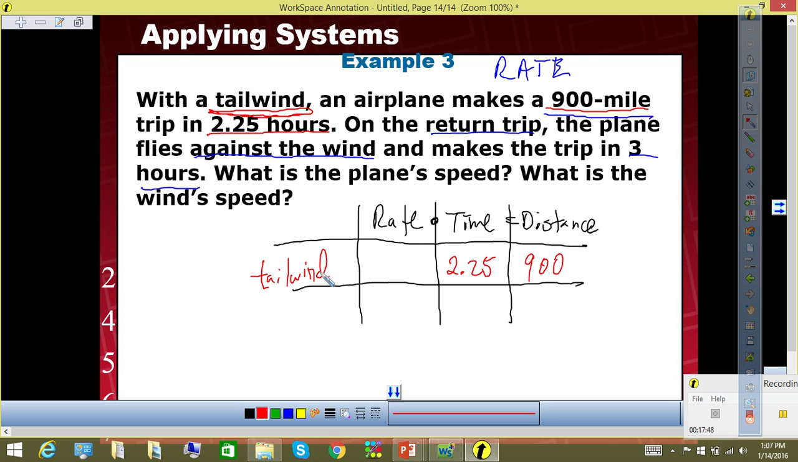This is where it gets a little interesting. So let me explain tailwind. Who's been out there when your teachers ask you to run the mile? Everyone, right?